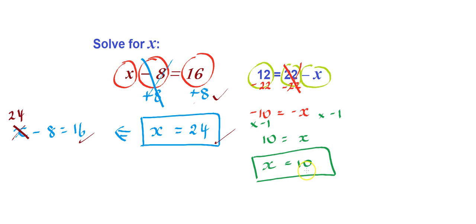And so that should be the final answer, but let's substitute and just make sure that we haven't made a silly mistake. Again, what is the value of x? Well, according to us, it's 10. So 12 equals 22 minus 10. Does 22 minus 10 equal 12? Yes, it does. Therefore, this is correct. Therefore, our working must be correct.